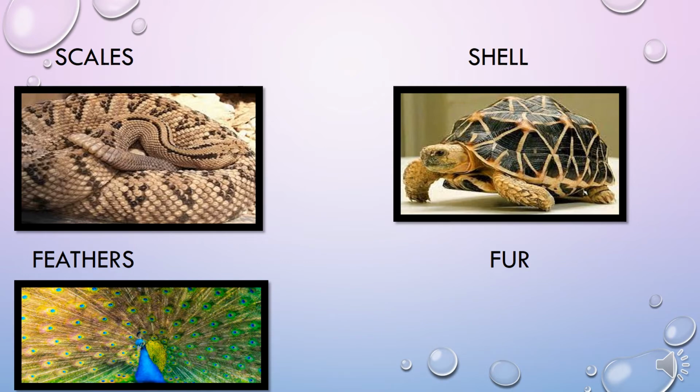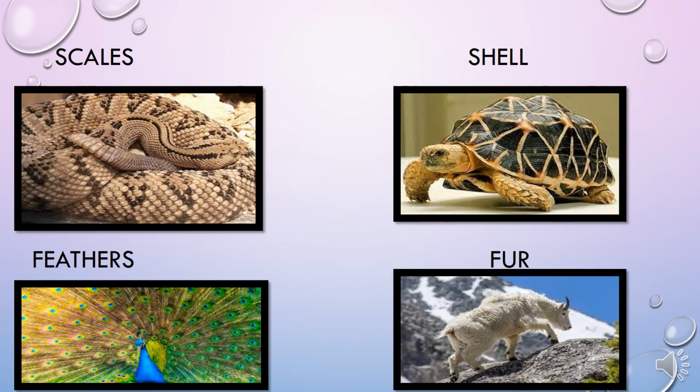The last category of body covering is fur. Some animals like sheep, goat and bear have fur that covers their bodies. This fur keeps them warm in low temperature. We have studied earlier in this video that this fur helps them to survive in cold climatic conditions. So this was about the body coverings of different types of animals, that is scales, shell, feathers and fur.